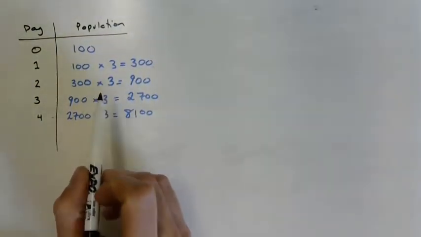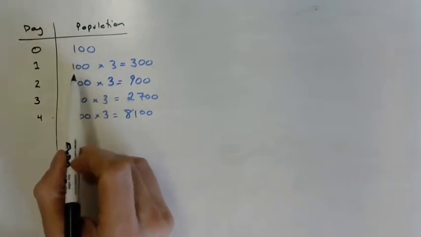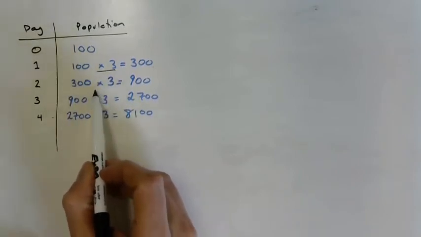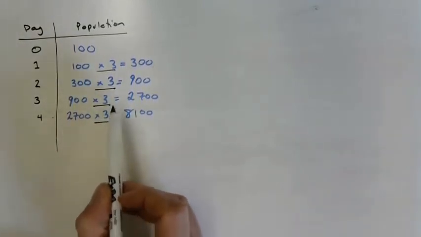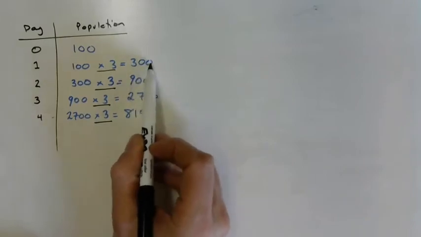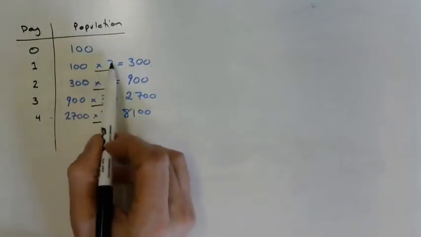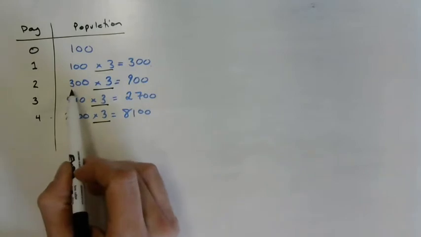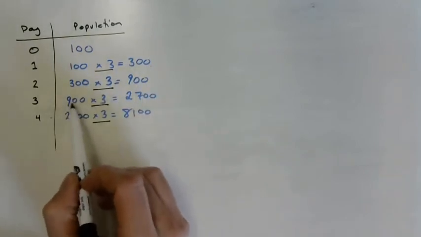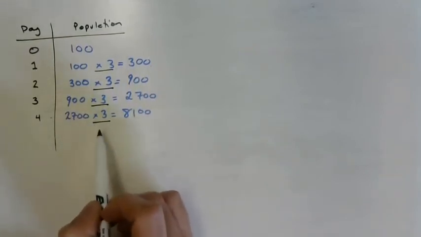Okay, looking at this chart, we can clearly see the process. The process is repeated multiplication. It says, take the value that you are given, multiply it by 3. Then take that and multiply by 3 again. Then take that, multiply by 3 again. Then take that, multiply by 3 again.